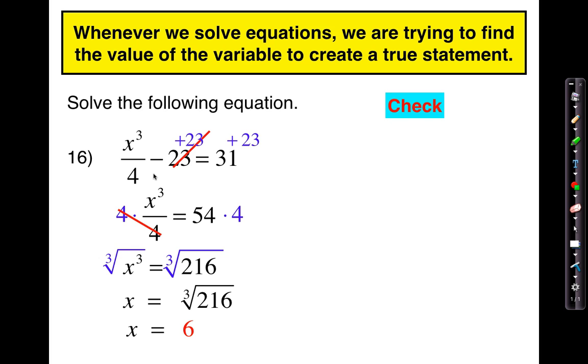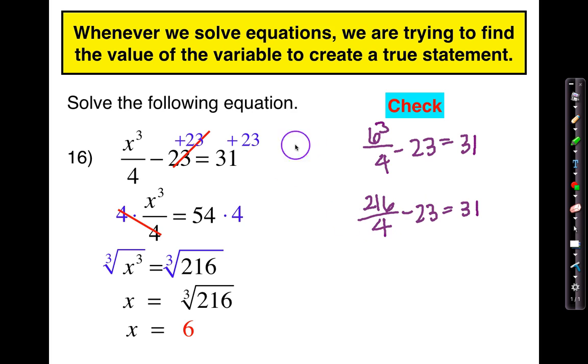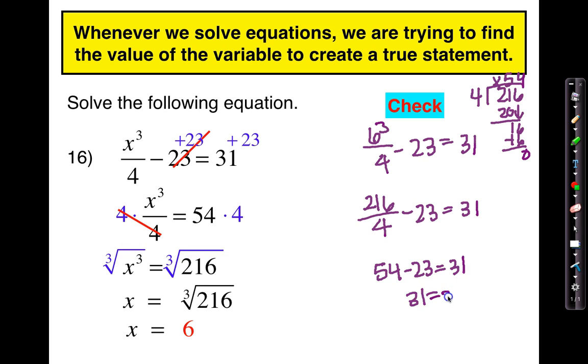Okay, real quick, let's check. We have 6 cubed over 4 minus 23 equals 31. 6 cubed is 216. 216 divided by 4 minus 23 equals 31. 216 divided by 4, let's just check that out real quick. 216 divided by 4, that does not go in. This goes in 5 times. 1 left over. 4 goes into 16 4 times. So I'm left with 54 minus 23 equals 31. Is this true? Yes, it is. So it works for number 16 as well.